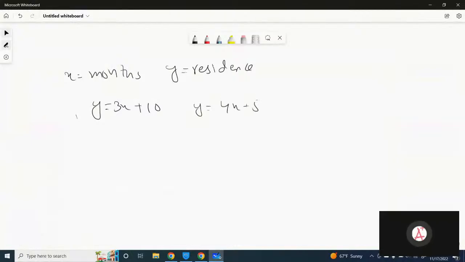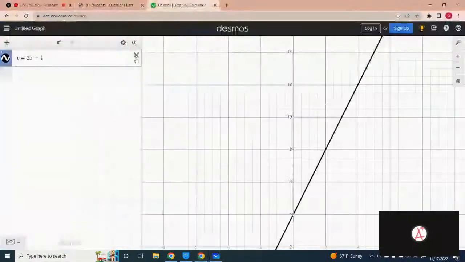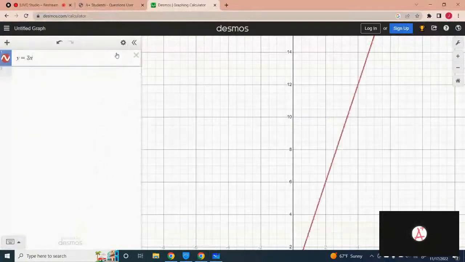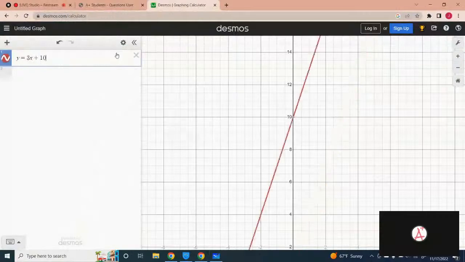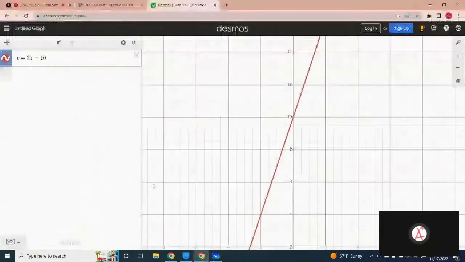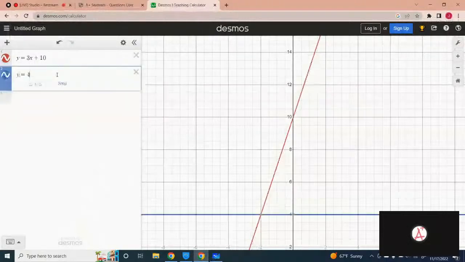So you have to find the x-intercepts and the y-intercepts of the equation the same way I did earlier. Got it? Let me just plot the graph. Y equals 3x plus 10. Y equals 4x plus 5.